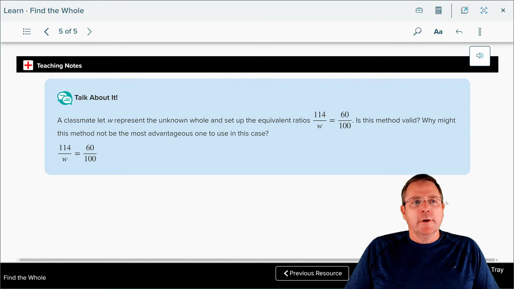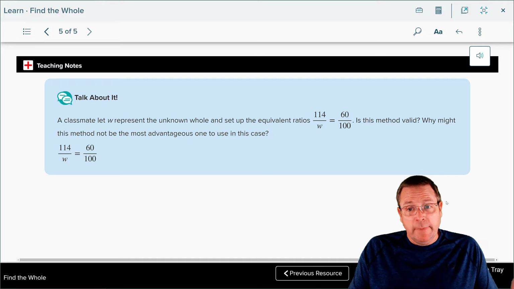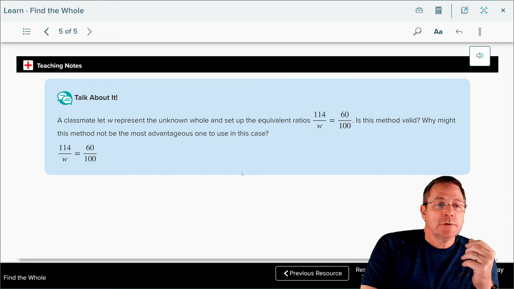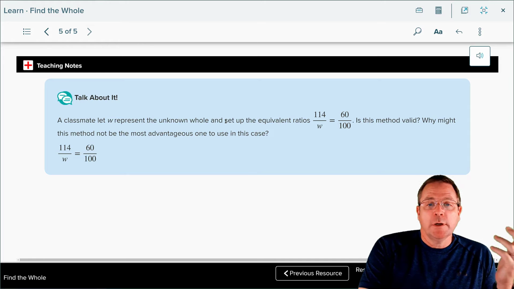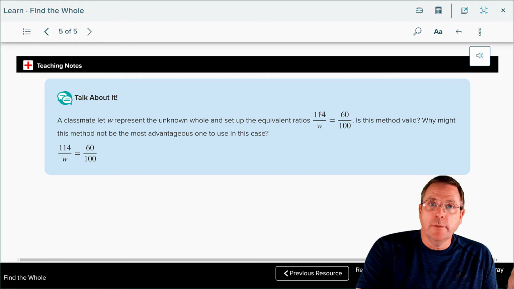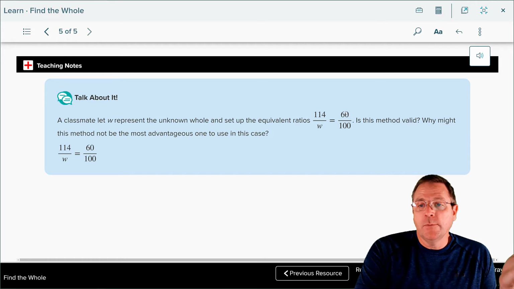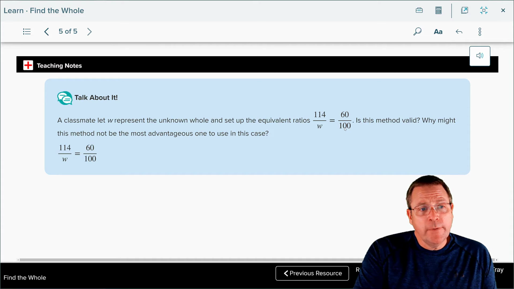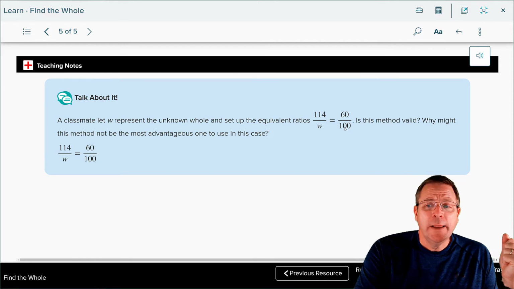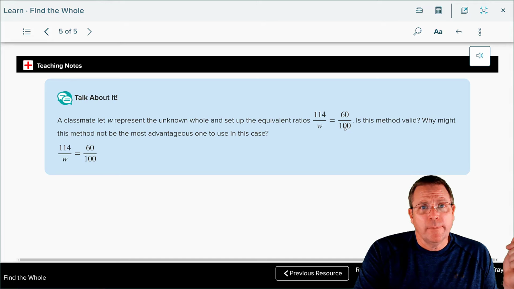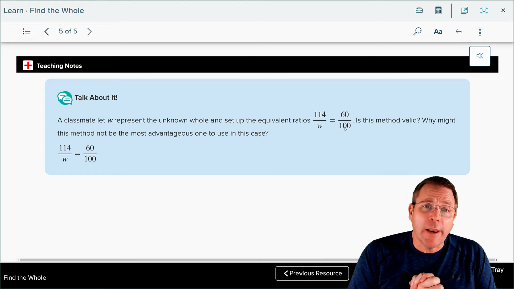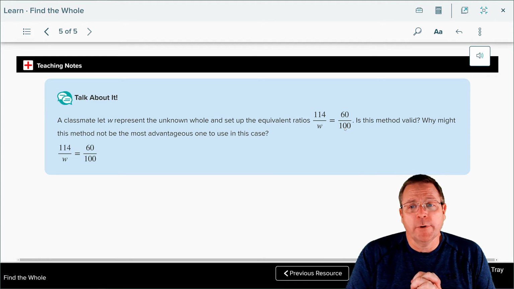Now the final method is going to be to use equivalent ratios, and we've done this before. So for the equivalent ratios, a classmate let W represent an unknown whole and set up the ratios as such. You had 114, the part, compared to the whole is equal to 60 compared to 100. Is this going to be a valid method? What do you think? I think it would if you really knew what you were doing. If you knew how to use cross products, this is a wonderful method. But alas, 6th graders don't get to learn cross products yet.